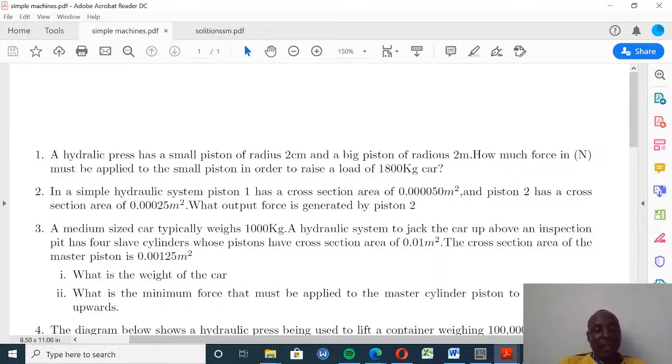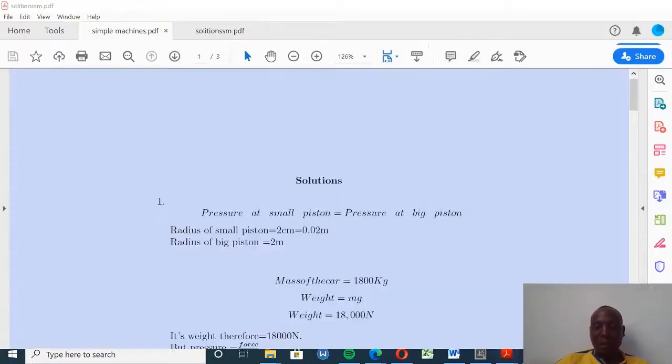Okay, let us start without wasting time with question number 1, which was saying that a hydraulic press has a small piston of radius 2 centimeters and a big piston of radius 2 meters. How much force in newtons must be applied to the small piston in order to raise a load of a 1,800 kilogram car? That was the first question.